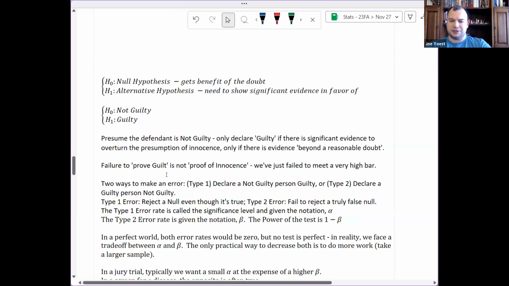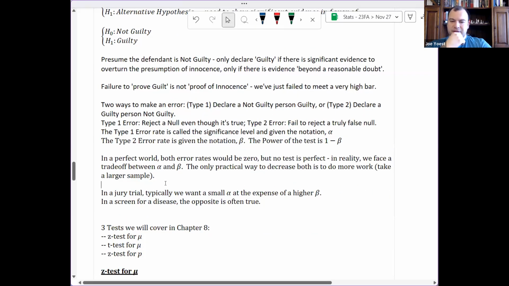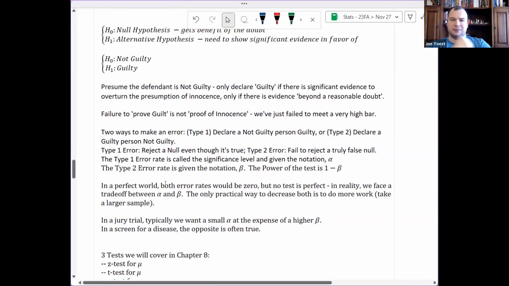Okay, and here is just the written out version, basically just typed up what I had just said and worked through.